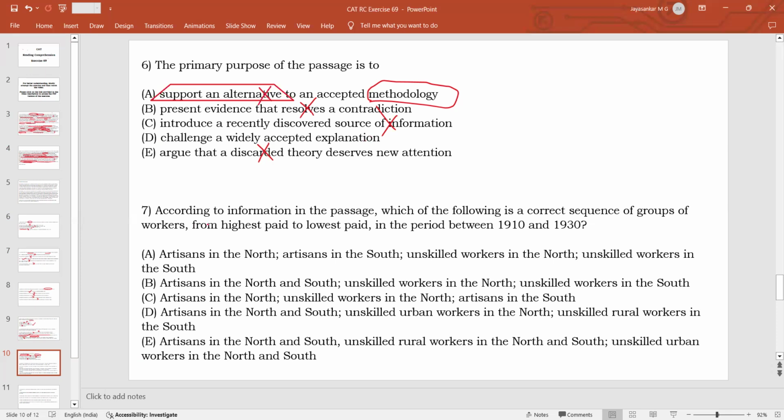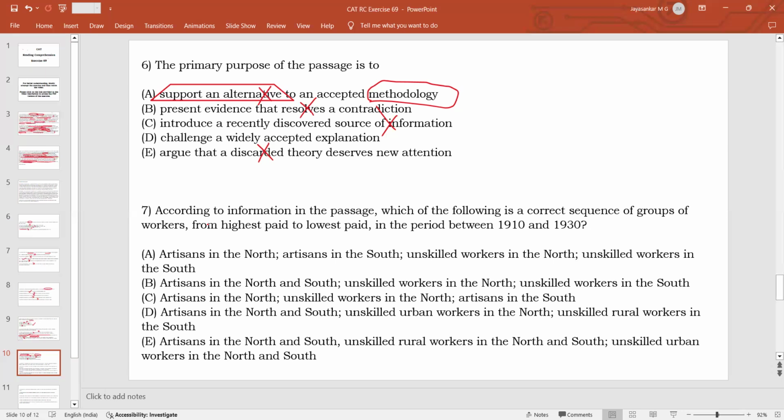Question number 7. According to the information in the passage, which of the following is a correct sequence of workers from highest paid to lowest paid in the period between 1910 and 1993? So from the passage, we can see that the skilled workers, or artisans, are always paid higher than the unskilled workers, and those who might have been paid the highest, from whatever information is given in the passage, are in the northern cities. Northern cities people are paid higher than the southern cities, and southern rural areas they might have been paid still lower.